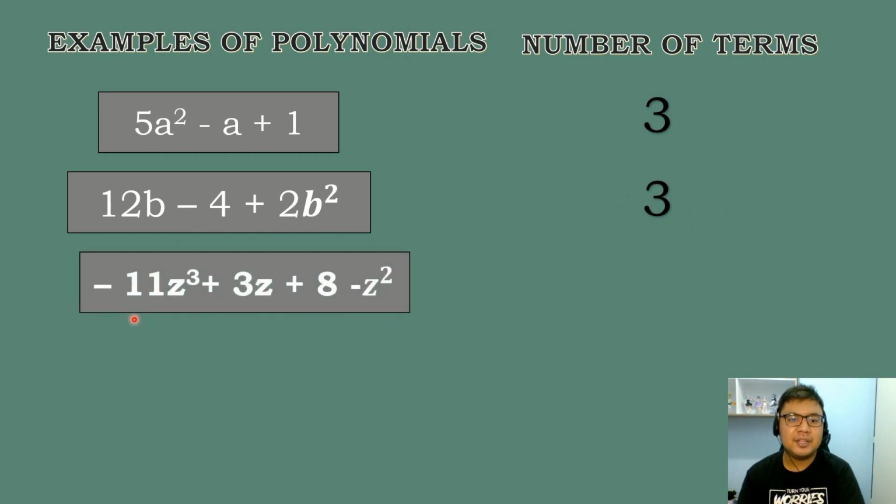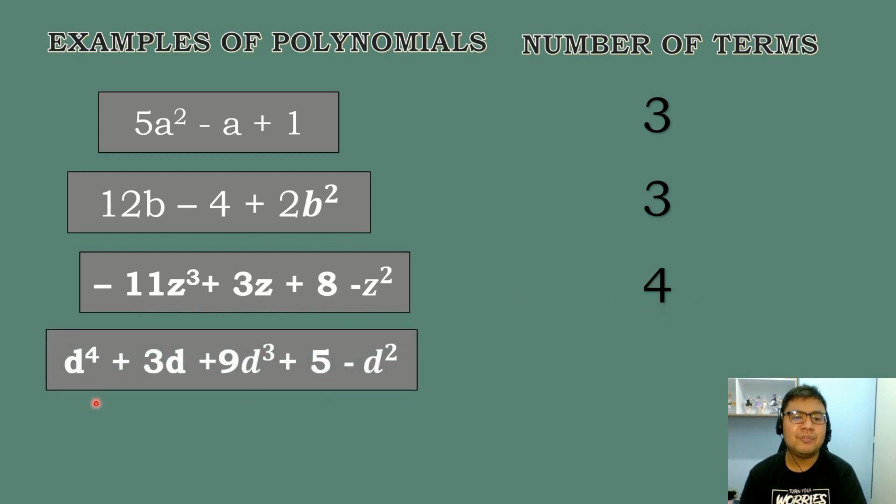and negative 11c cubed plus 3z plus 8 minus z squared has 4 terms, and d to the 4th power plus 3d plus 9d cubed plus 5 minus d squared has 5 terms. So these are some examples of polynomials based on the number of terms.